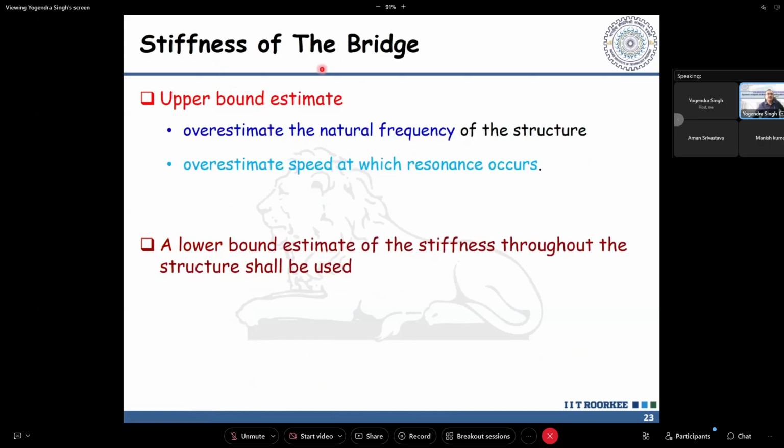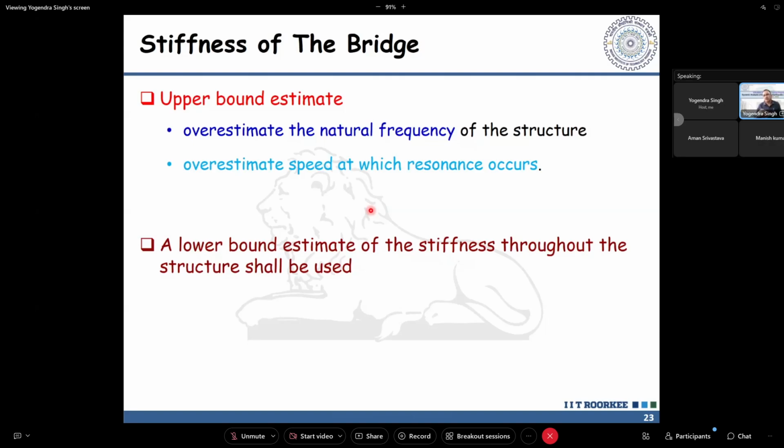Now, regarding the stiffness, we should always consider the upper bound estimates. Sorry, if we consider the upper bound estimates, it will overestimate the natural frequency. And if you are considering the lower bound estimates, it will result in lower velocities at which resonance occurs. Because as the stiffness increases, the natural frequency of vibration of the structure is going to increase. That means the resonance will now occur at a higher velocity.